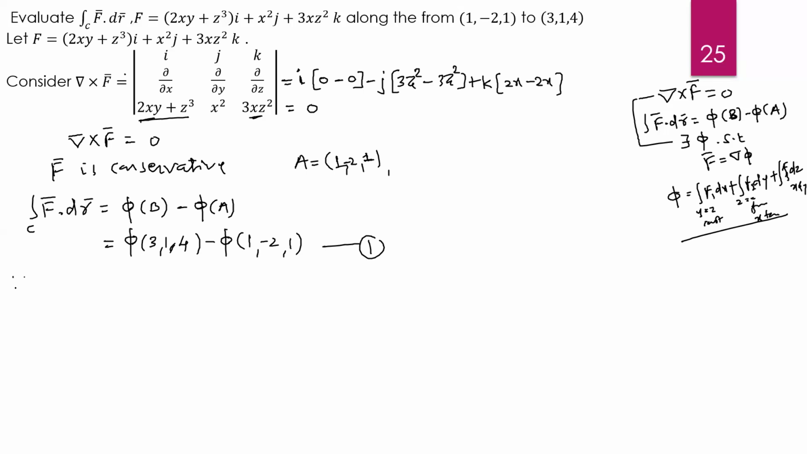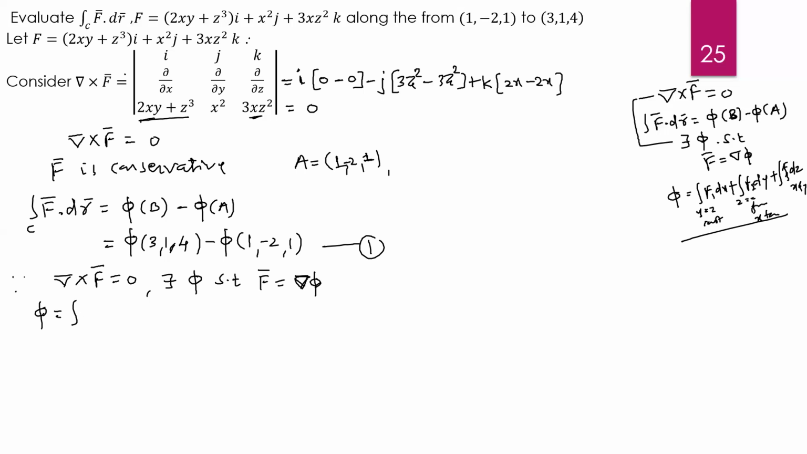Since del cross F bar is 0, there exists a scalar potential phi such that the vector field F bar is the same as the gradient of phi. Okay, both are parallel. So from this relation, we find the phi. The phi is equal to integration.